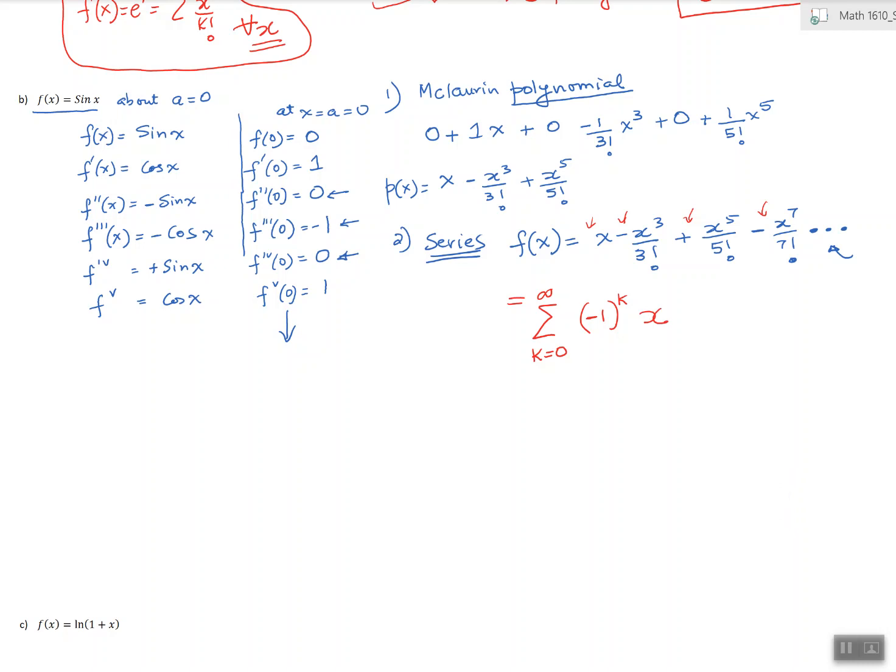Then x raised to odd powers. So it's 1, 3, 5, 7. So that means 2k plus 1. You should always check: when k is 0, I'm going to get 2 times 0 plus 1, so I'll just have x. And then when k is 1, I'll get 2 times 1 plus 1, which is 3, so that's correct. Okay, and divided by, now notice when you have cube, you divide by 3 factorial, 5 factorial. So that means 2k plus 1 factorial.